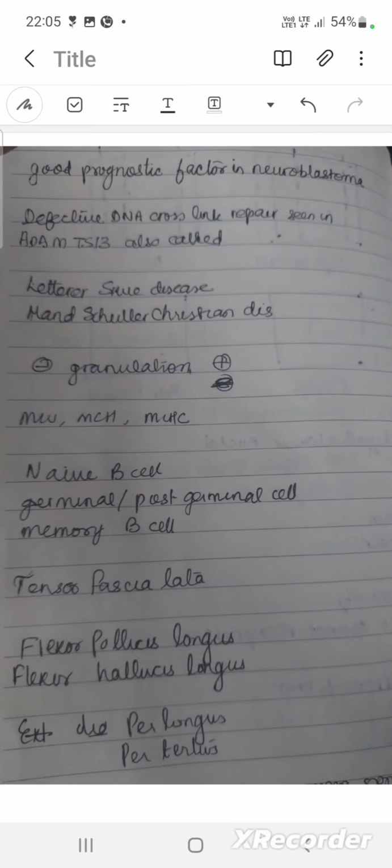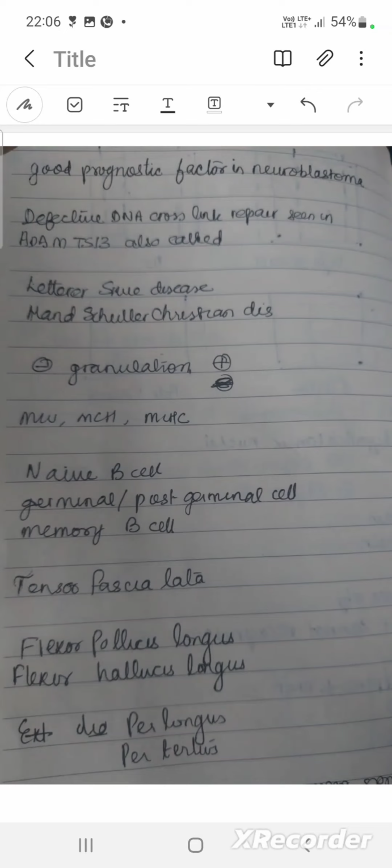Defective DNA cross-link repair is seen in Fanconi's anemia. ADAMTS13, what is the other name of that? That is in TTP. It is also called von Willebrand factor cleaving protease. Then Letterer-Siwe disease and Hand-Schüller-Christian. How to differentiate: Schüller remembers skull. So skull may have lesions like exophthalmos, diabetes insipidus, all that will be there, and lytic lesions in skull.